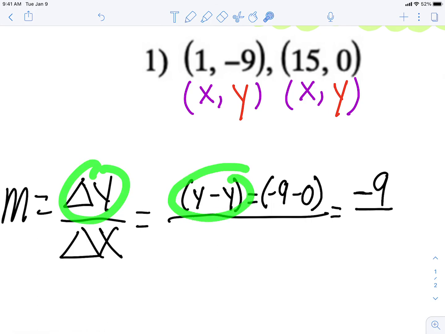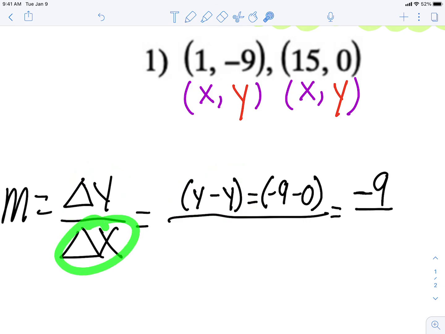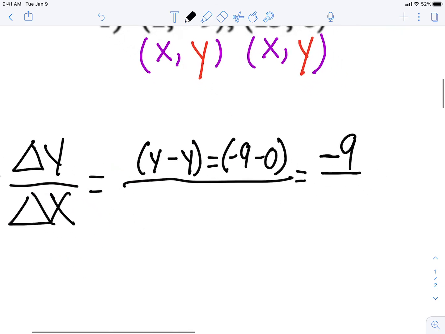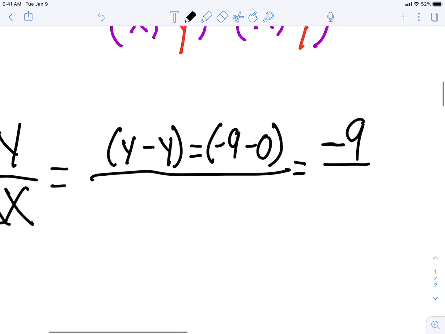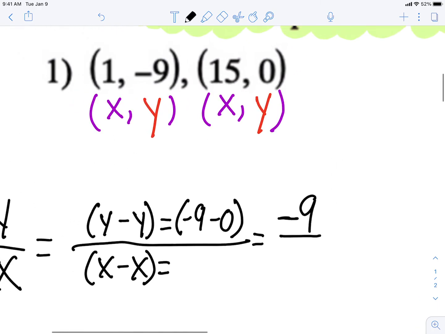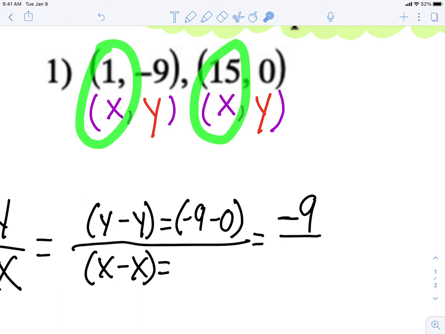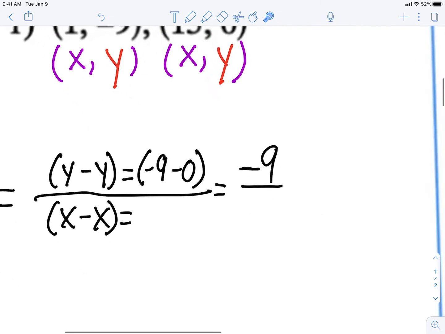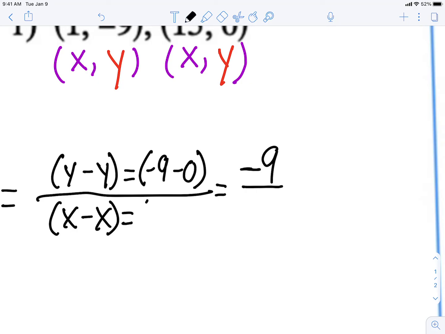Y minus y. Now let's do delta x. X minus x, right? X minus x is equal to, what are my two x's? Well, my two x's are 1 and 15. So I'm going to say 1 minus 15. There you go. 1 minus 15.